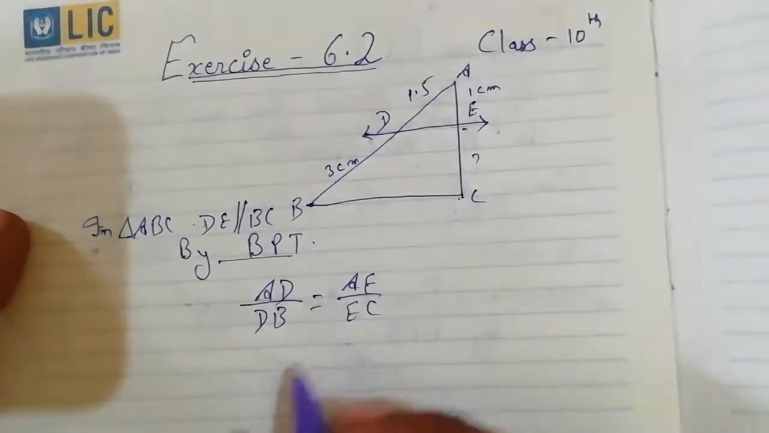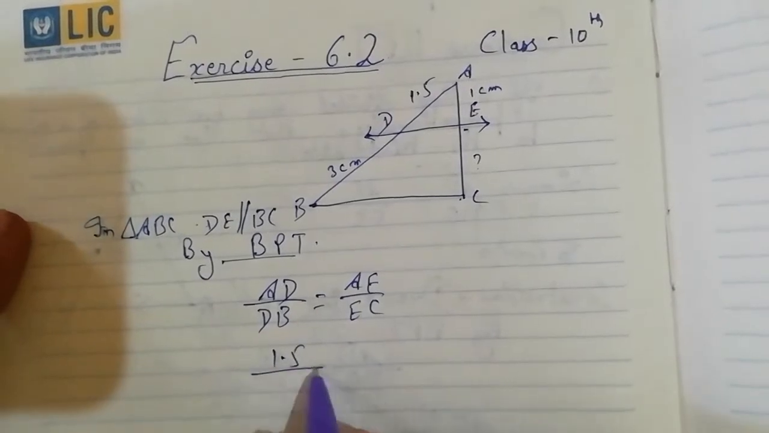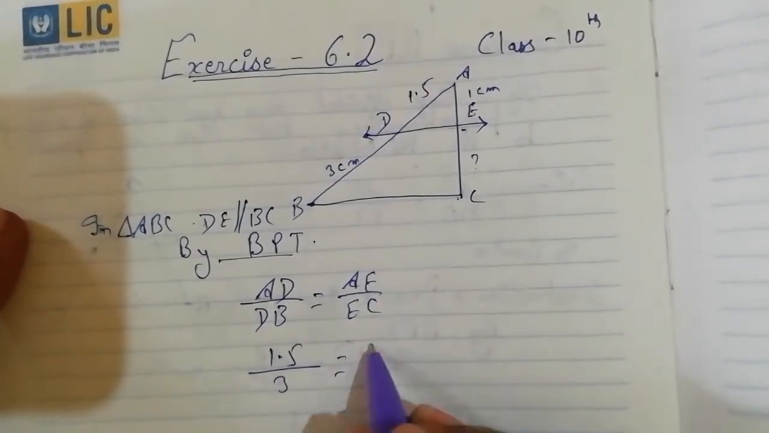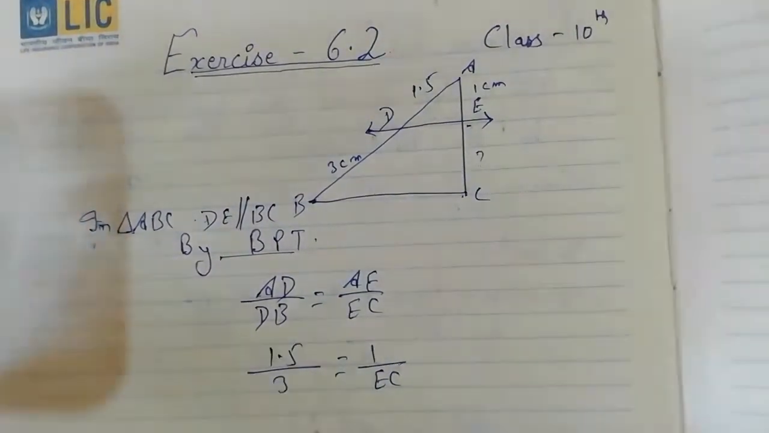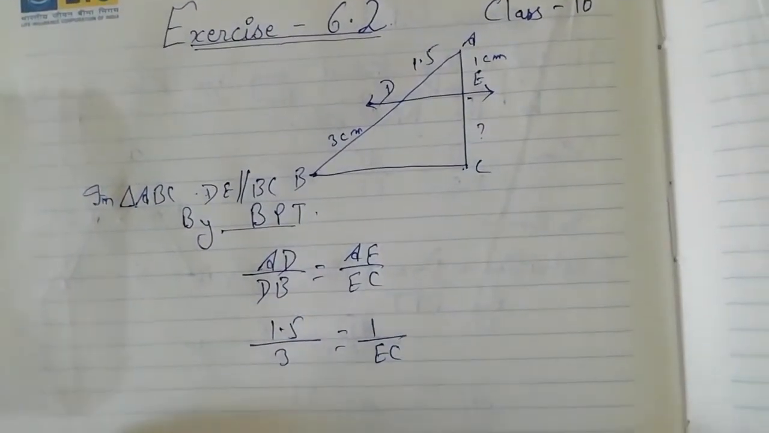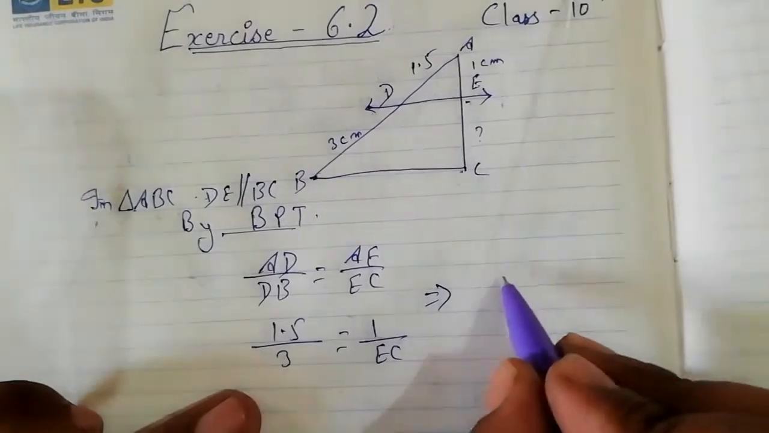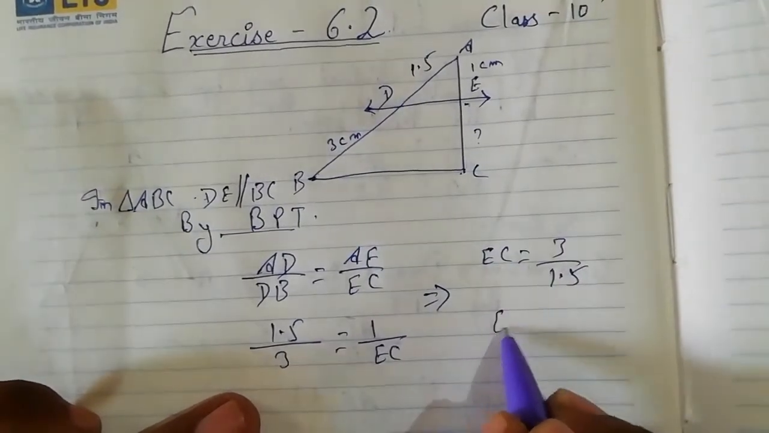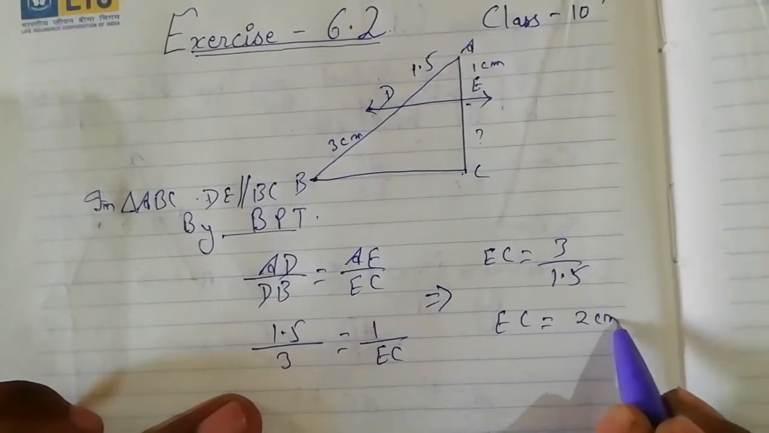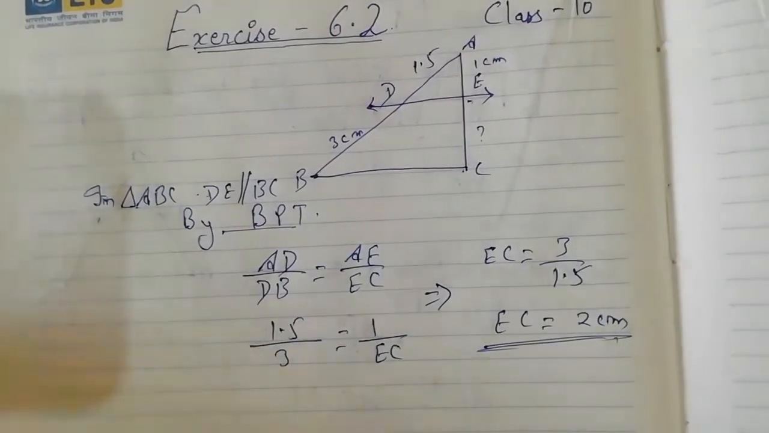Now we have AD as 1.5, DB as 3, AE as 1 centimeter, and we have to find EC. By simple cross multiplication we can solve and we will get our answer. So from here we have EC equals 3 upon 1.5, that is, EC equals 2 centimeter. In this way we have to solve.